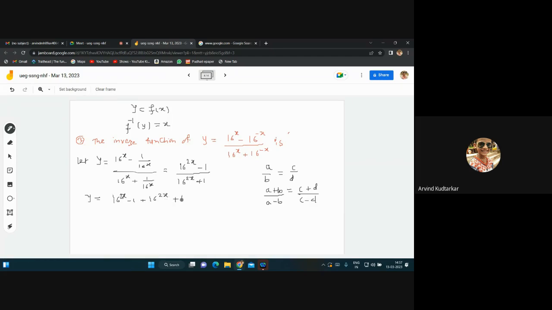So the same operation should be there in the LHS. So what is that operation? Numerator plus denominator. You have to take it here too, so what is that? Yes, y plus 1. It is numerator plus denominator. What is there in the RHS? Numerator plus denominator upon numerator minus denominator.